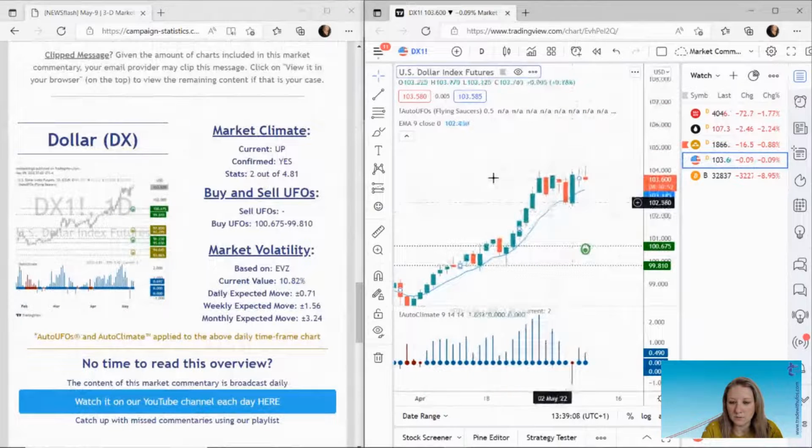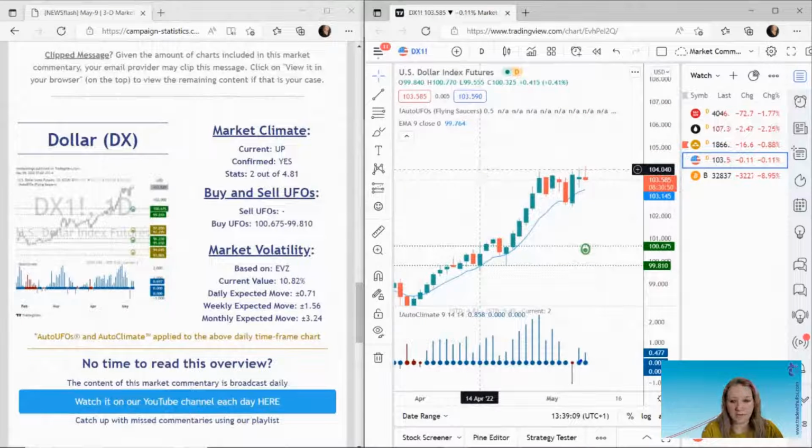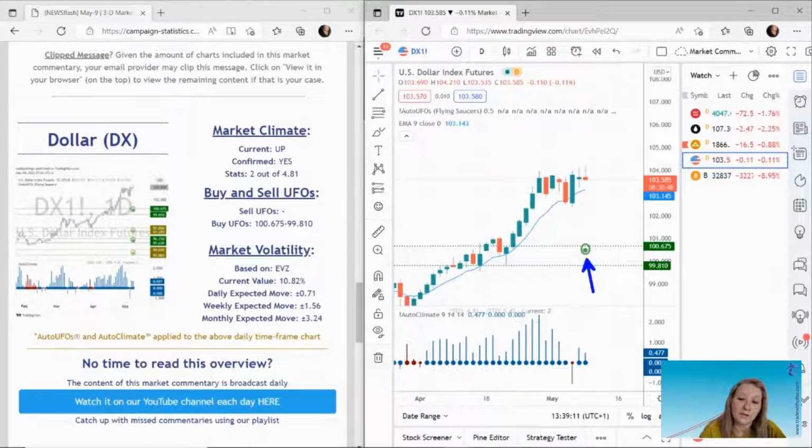Okay, here we go. So with the US dollar, we have a thick blue dot, probability upwards. We have no sellers above us. We have buyers here between 100.675 to 99.81. Overall, probability up there for the US dollar.